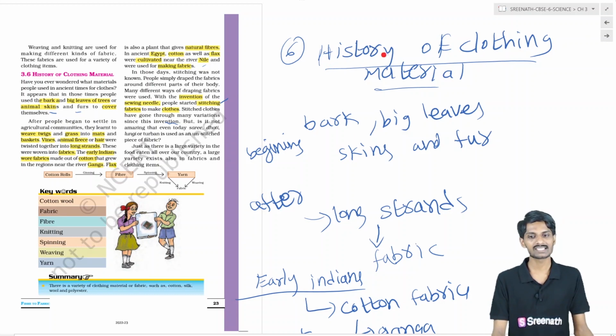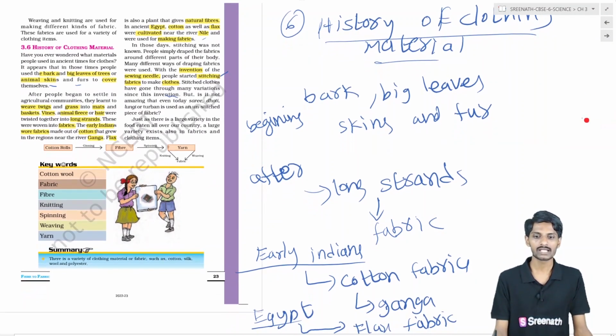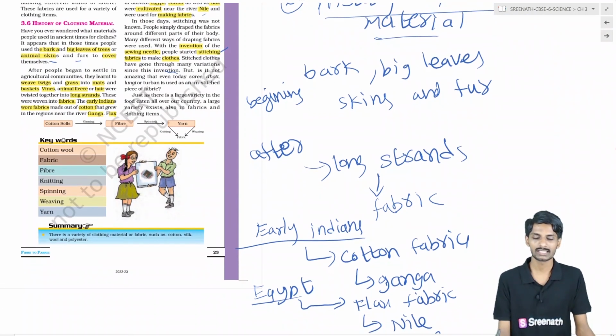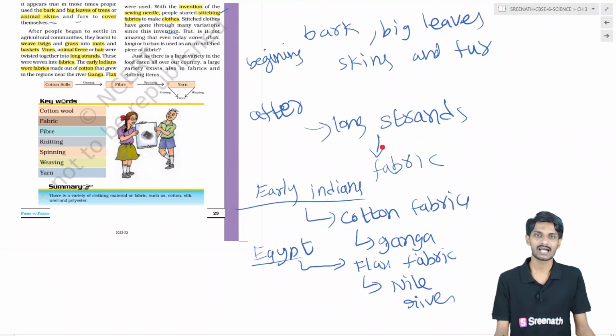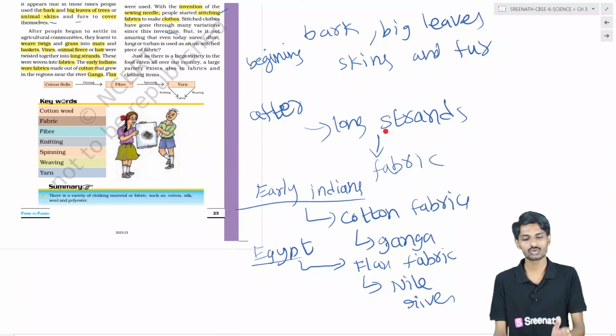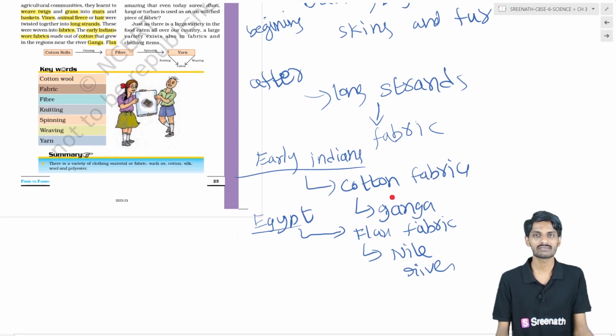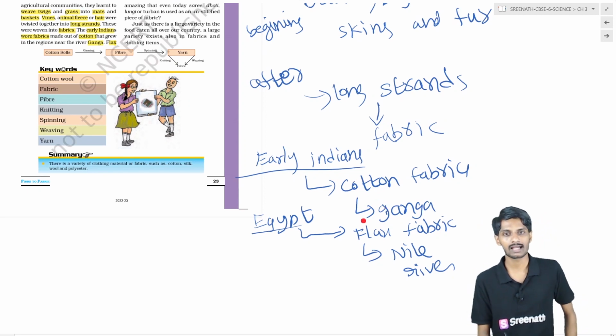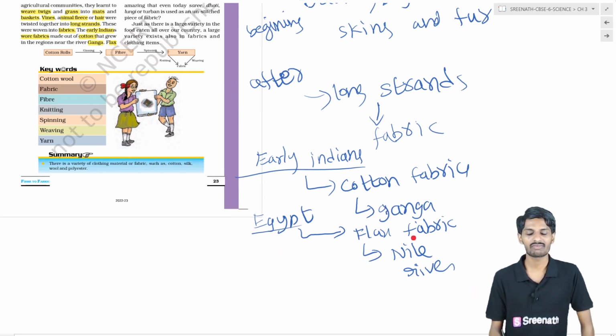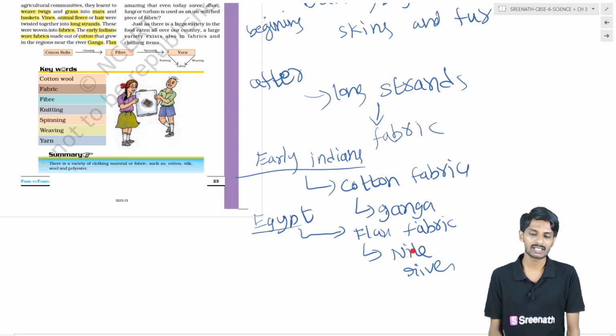The last topic is the history of clothing. In the olden days, bark, big leaves, animal skin and fur were used for clothing. After that, grass was used to make long strands. Using it, fabrics developed. After that, early Indians used cotton fabrics, where cotton was grown near the Ganga river. On the Egypt side, there were flax fabrics. Flax is also a natural fiber. From near the Nile river, flax fabrics were used.